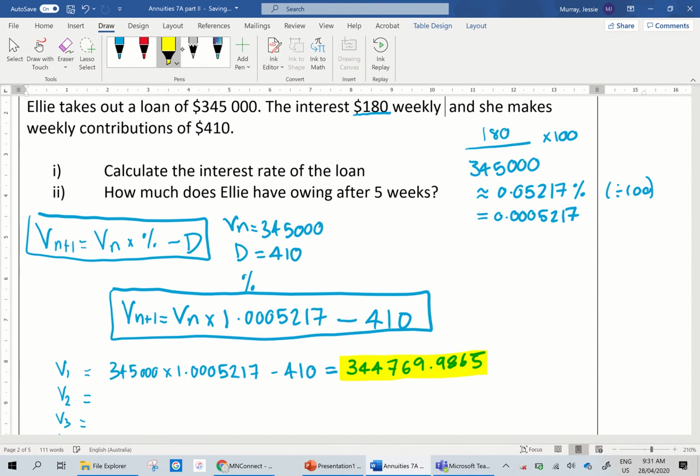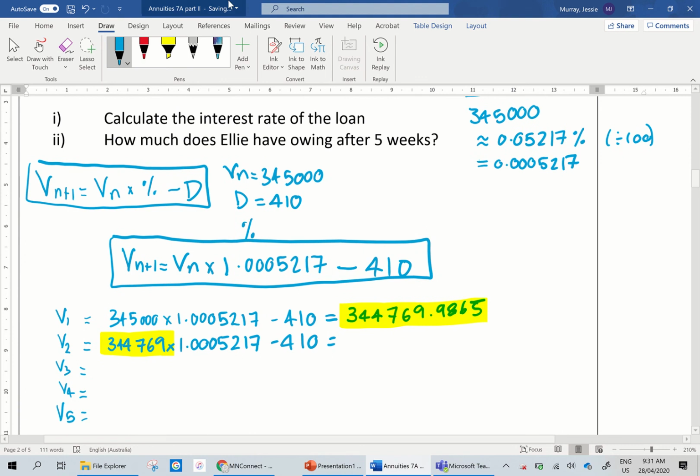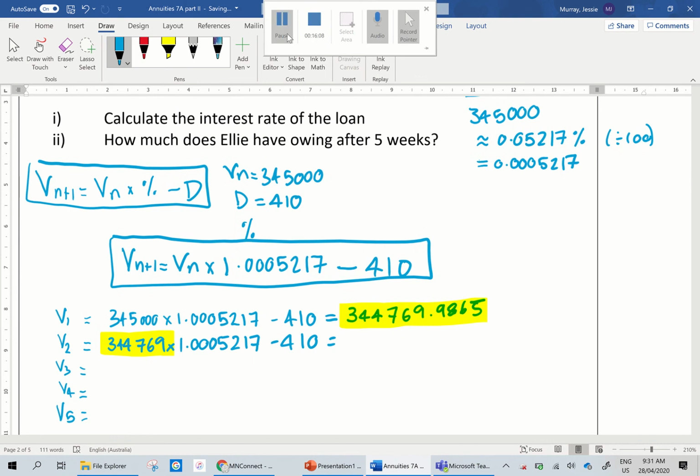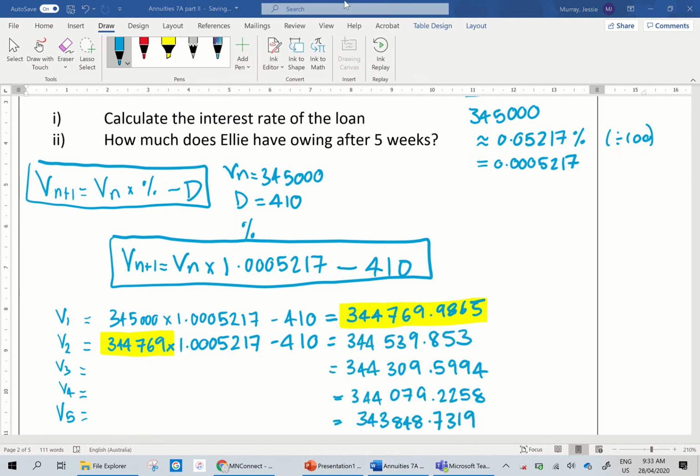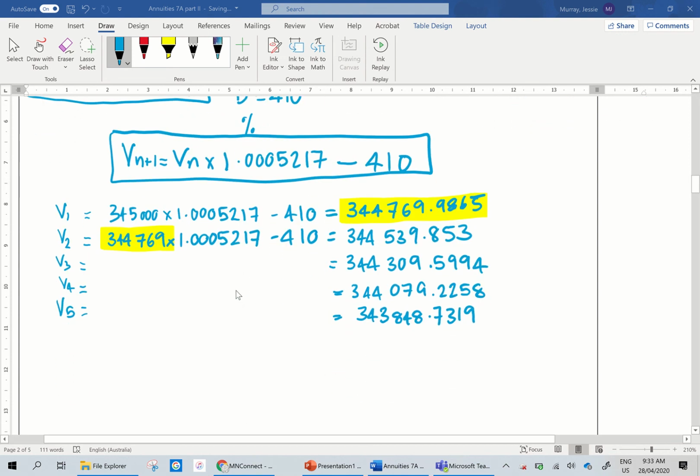I'm going to bring that answer down and fill it in here. So the initial value, and keep going. So keep going for me all the way down to V5. I'll pause the video here and do it myself as well. Okay, I got a bit lazy. Again, in your HSC, don't skip these lines, but I just kept putting it in my calculator rather than writing it out. But hopefully I did all that correctly, and hopefully you did too.